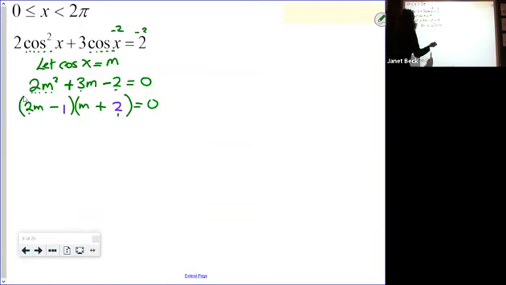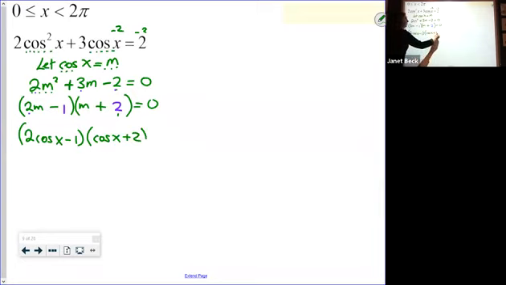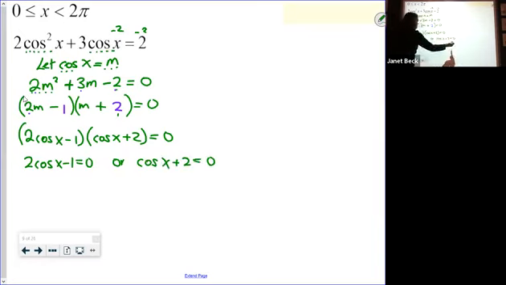Now, remember that m was just there in place of cos x. So what we've got here is 2 times the cosine of x minus 1, and cosine of x plus 2 equals 0. This gives me 2 cos x minus 1 equals 0, or cos of x plus 2 equals 0. Solve both of these.